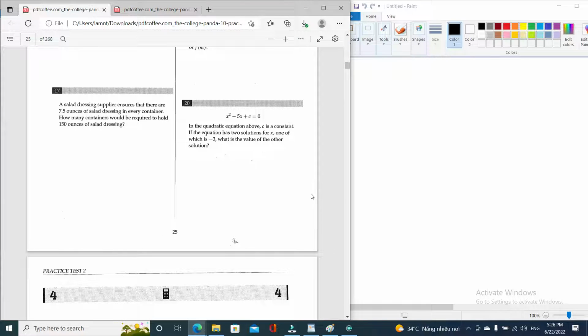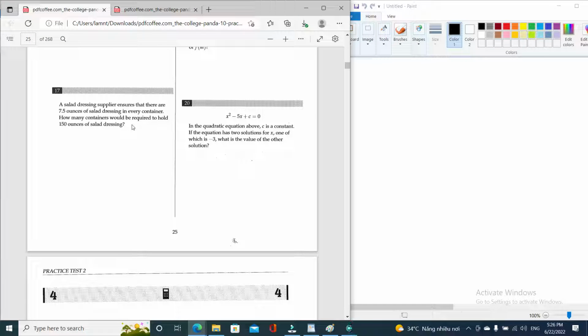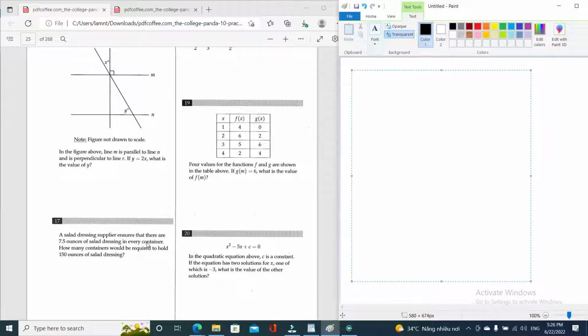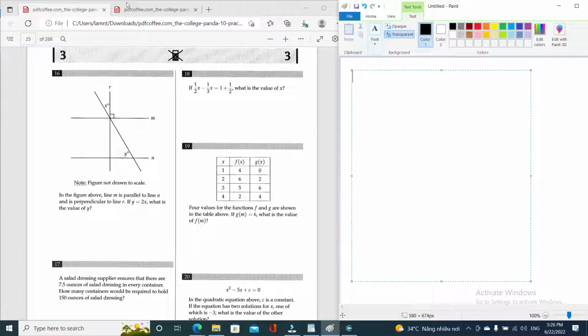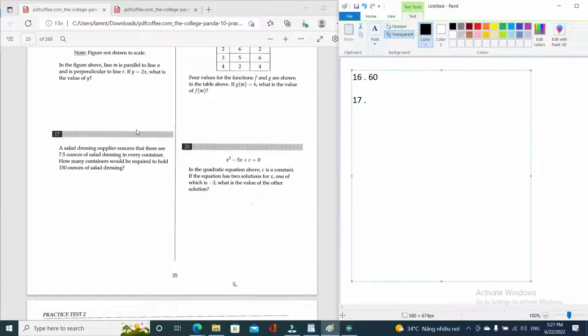Let's see. A salad dressing supplier ensures that there are 7.5 ounces of salad dressing in every container. How many containers would be required to hold 150 ounces of salad dressing? So 16 is 60. 17 is... 7.5 ounces is equivalent to one container.